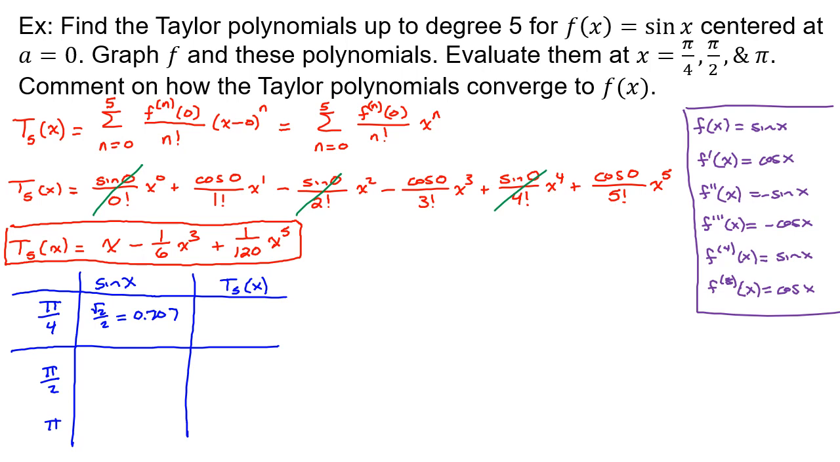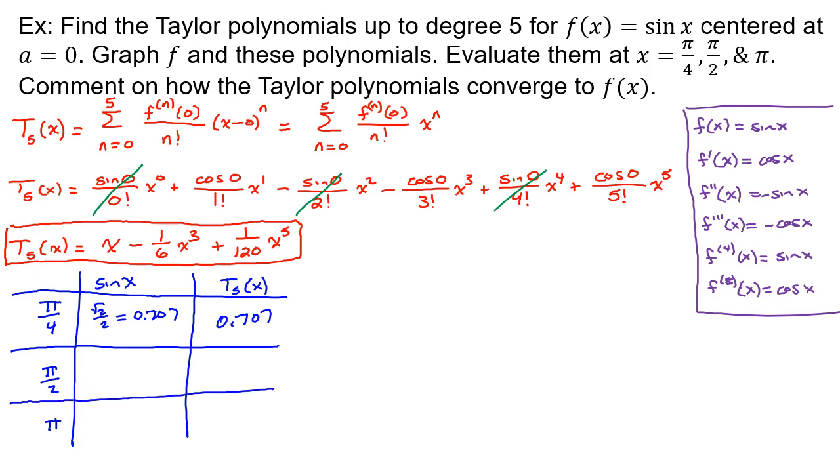And if you were to type that in, you would also get 0.707. If you carried it out more decimals than that, you'd probably be a little bit off. But anyway, that's actually a really good approximation for sine.